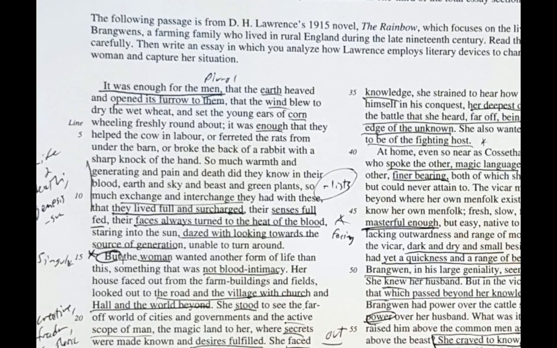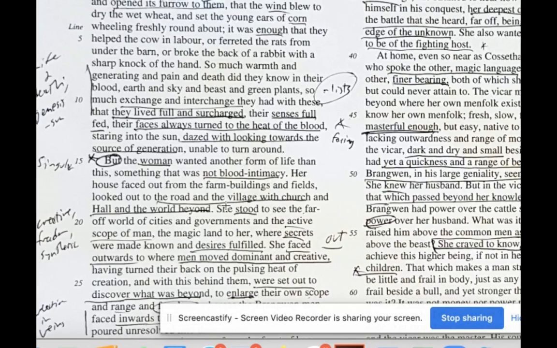Now we get this moment here. It's almost like a sonnet if you studied poetry. We get this "but." "Oh, but the woman." So we've got men plural. There's one woman. I'm looking for the woman because of the prompt. "But the woman wanted another form of life than this, something that was not blood intimacy. Her house faced out from the farm buildings and fields, looked out to the road and the village with the church and the hall and the world beyond. She stood to see the far-off world of cities and governments and the active scope of man, the magic land to her, where secrets were made known and desires fulfilled."